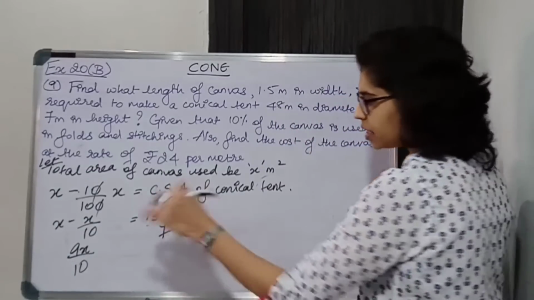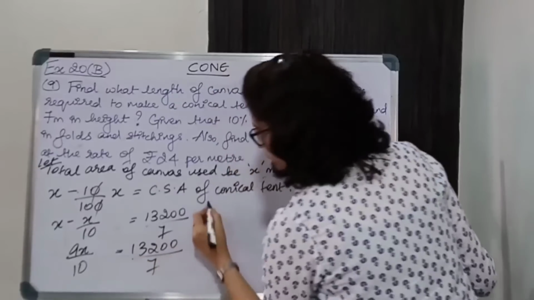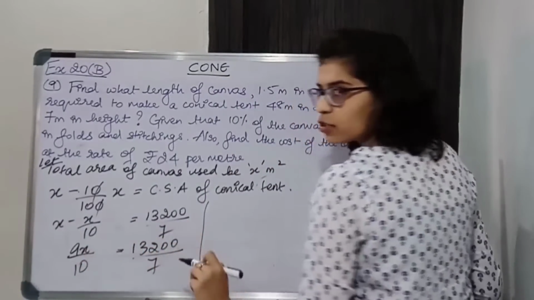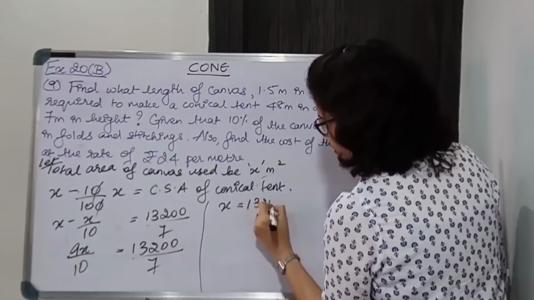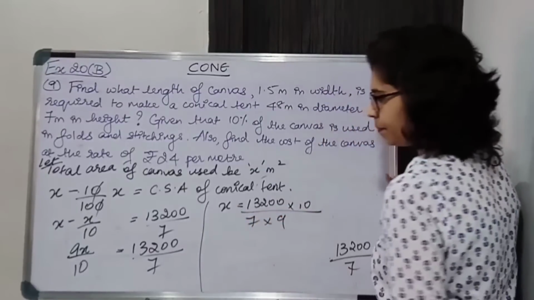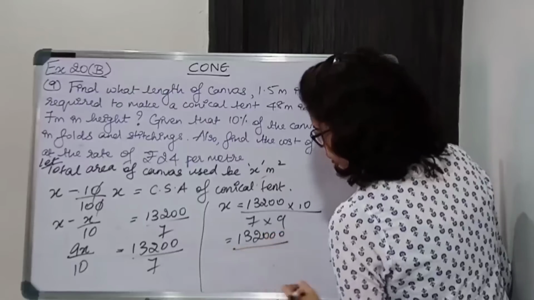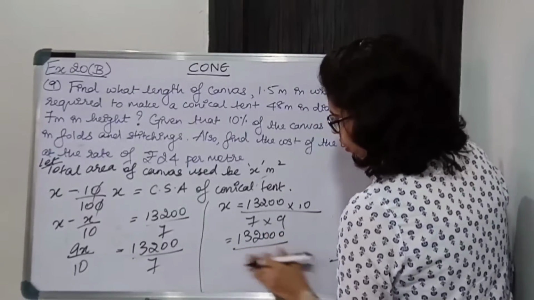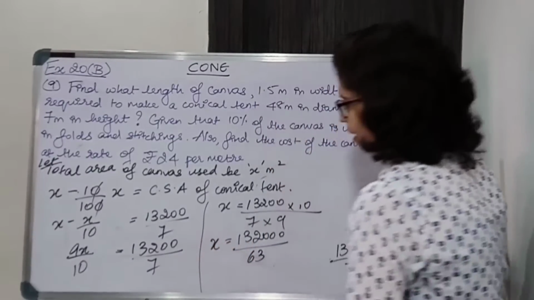Okay, I've skipped the steps. 9x/10 is equal to 13200/7. Now I'll keep x on one side and shift everything to the right. So x is equal to 13200 into 10 upon 7 into 9. That is 13200/7 into 9, that is 63. Okay, this is the total area.